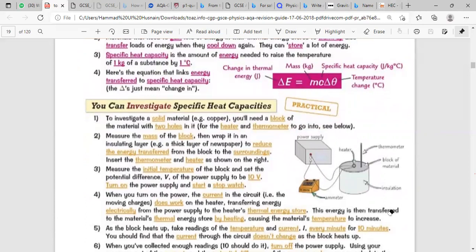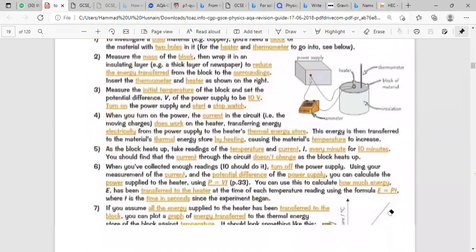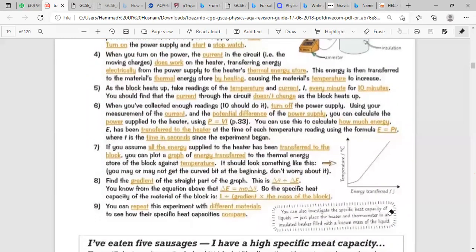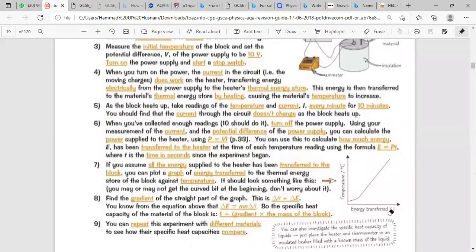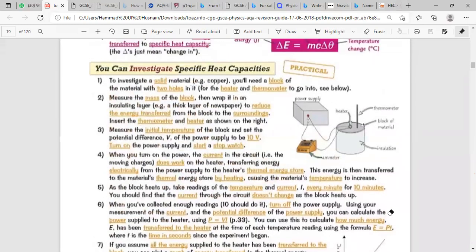Okay. So there is some practical work. Should we discuss this practical? It's a practical demonstration of how we can calculate the specific heat capacity. Okay, yeah, let's do it then.